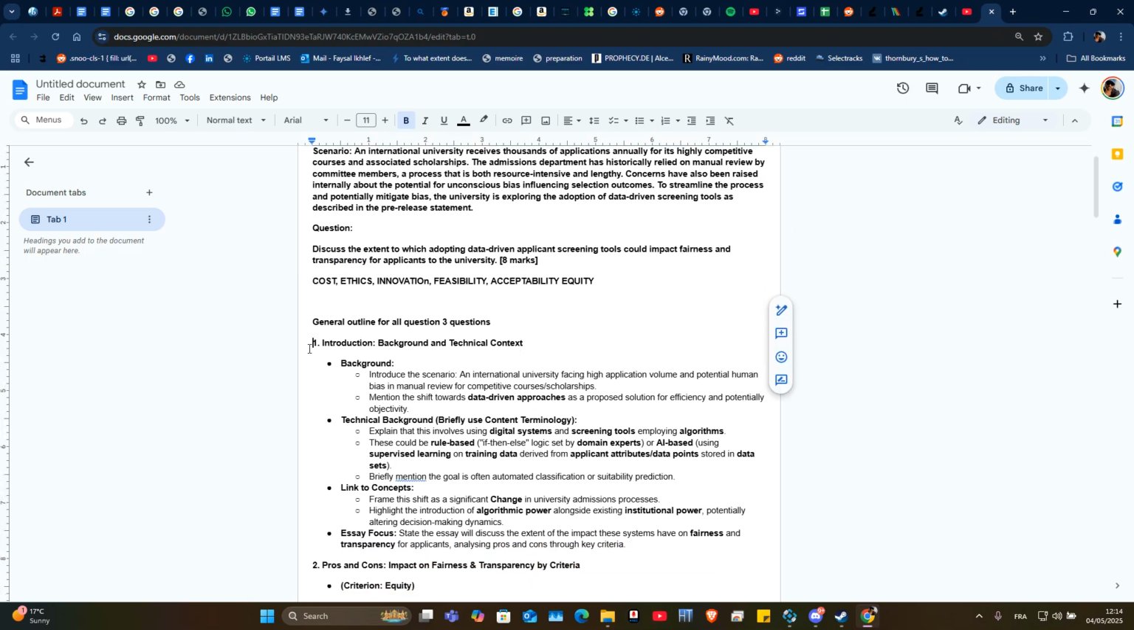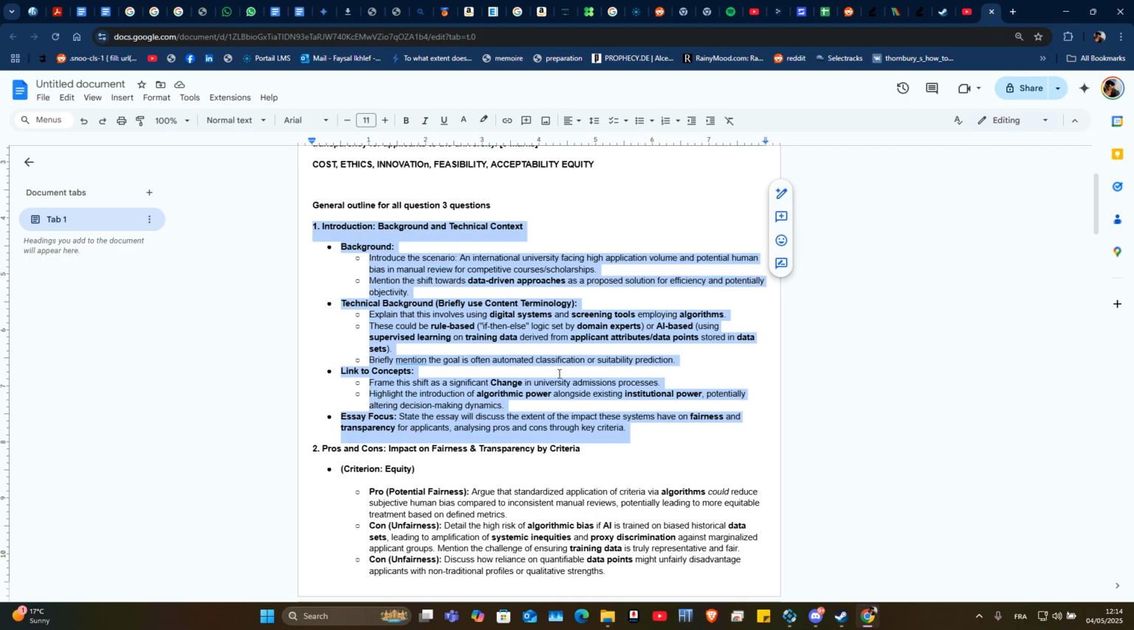So step number 1 is set the background and the technical context. The introduction, a lot of students waste it and they just yap, they just say nonsense. They still think that they are in an English essay. No, avoid those useless introductions. Use the introduction as a way to set your concept and content.